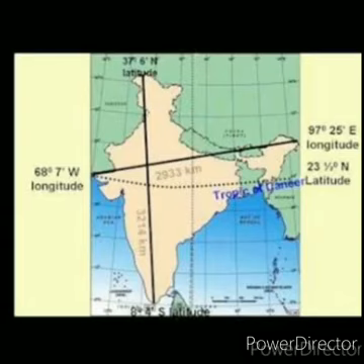The longitudinal extent of India is from 68 degree east to 97 degree east. So the middle longitude is 82.5 degree east. This is fixed as the standard meridian of India. The local time along this longitude is considered as the Standard Time of India, or the Indian Standard Time, that is IST.